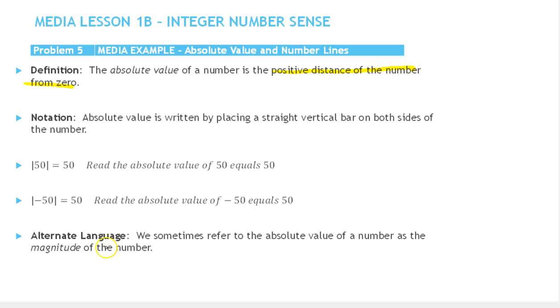And here's some alternative language that we sometimes use. Sometimes we'll refer to the absolute value of a number as the magnitude of the number. Okay, so magnitude measures length or distance, so we like to use that because it's referring to a positive distance. So let's look at some examples.